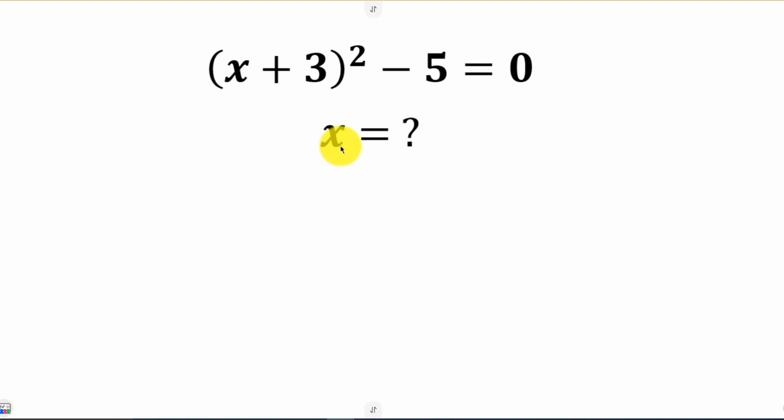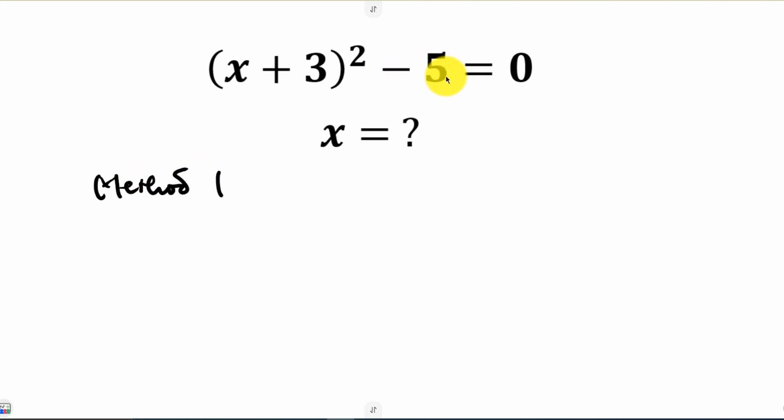We're told to look for the values of x, given that (x + 3)² − 5 = 0. Well, there are a couple different ways to solve this question, but I'm going to be using just two methods. So I'll call the first method, method 1.